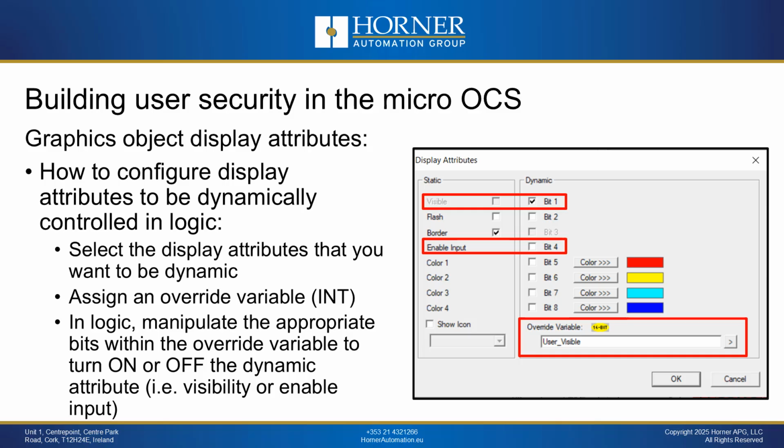And then after deciding which attribute needs to be dynamic, you assign an override variable, which is an integer variable. By manipulating the individual bits within that variable, you can make it dynamic in your application. You can make the visibility and the input dynamically enabled or not.